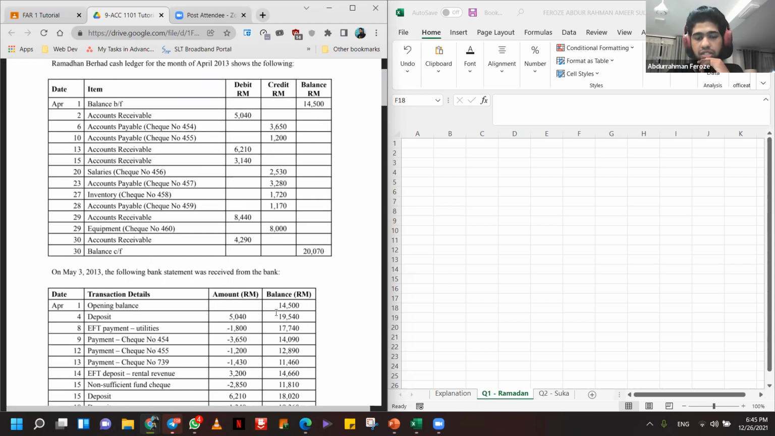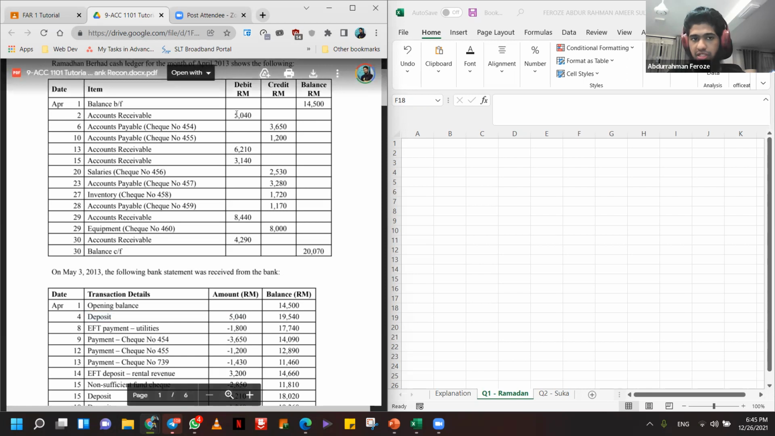Just one question before we move forward. On the bank statement, for example, this deposit value, this amount was deposited on the bank statement. Will it be debited or credited? Can one of you answer? On the bank statement, will it be deposited or credited? Okay. Credited, right? Yes, because on the cash book, this amount is debited.